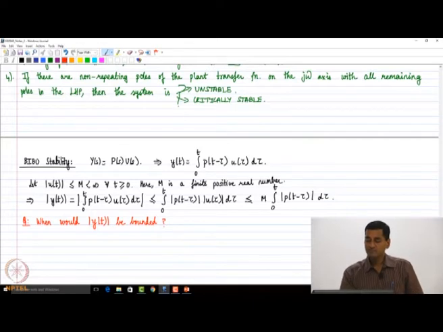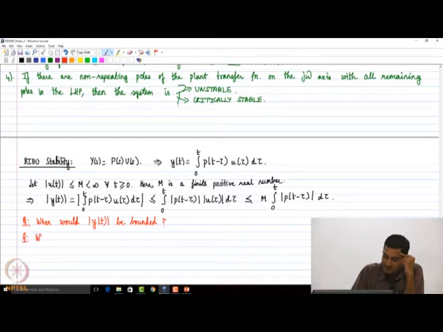The magnitude of y of t is bounded by this integral, M times the integral from 0 to t of the magnitude of p(t minus tau) d tau. Now, suppose this integral is bounded. Certainly the magnitude of y of t is bounded, don't you agree? Because the magnitude of y of t is less than or equal to M times this integral. So the follow-up question is, when is the integral from 0 to t of the magnitude of p(t minus tau) d tau bounded?